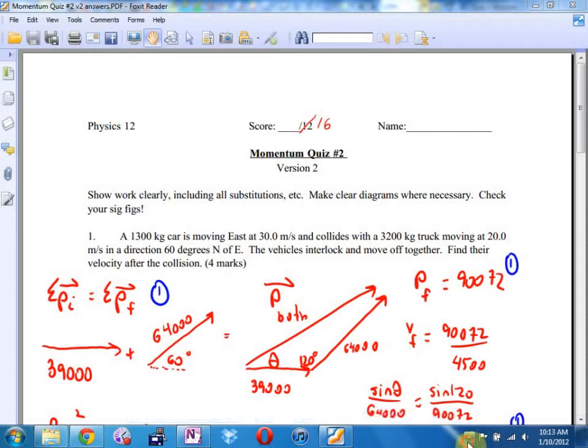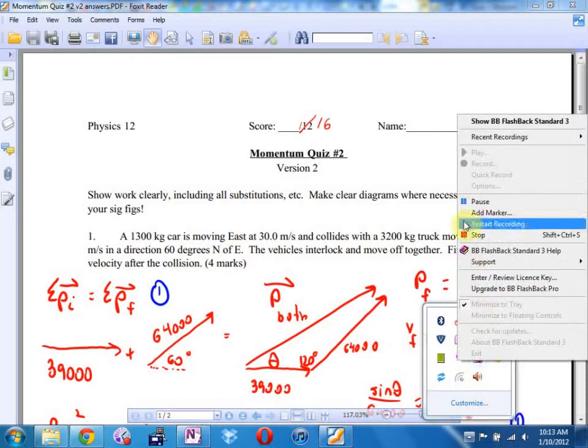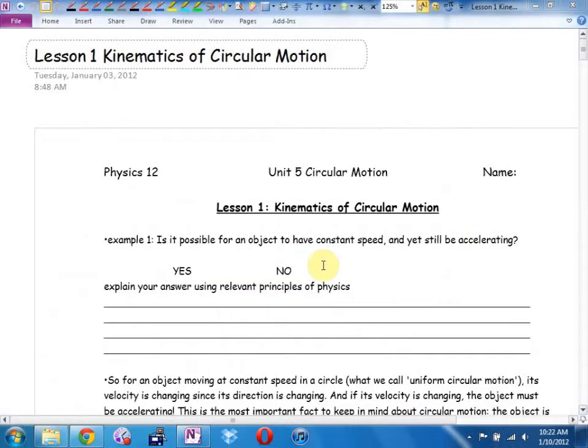So the next unit, unit 5. Circular motion. And I need you to be quiet, please. We're going to start with a question. The question we're going to ask ourselves is this: is it possible for an object to have a constant speed and yet still be accelerating? Yes or no, and convince me. Can you have a constant speed and still be accelerating?